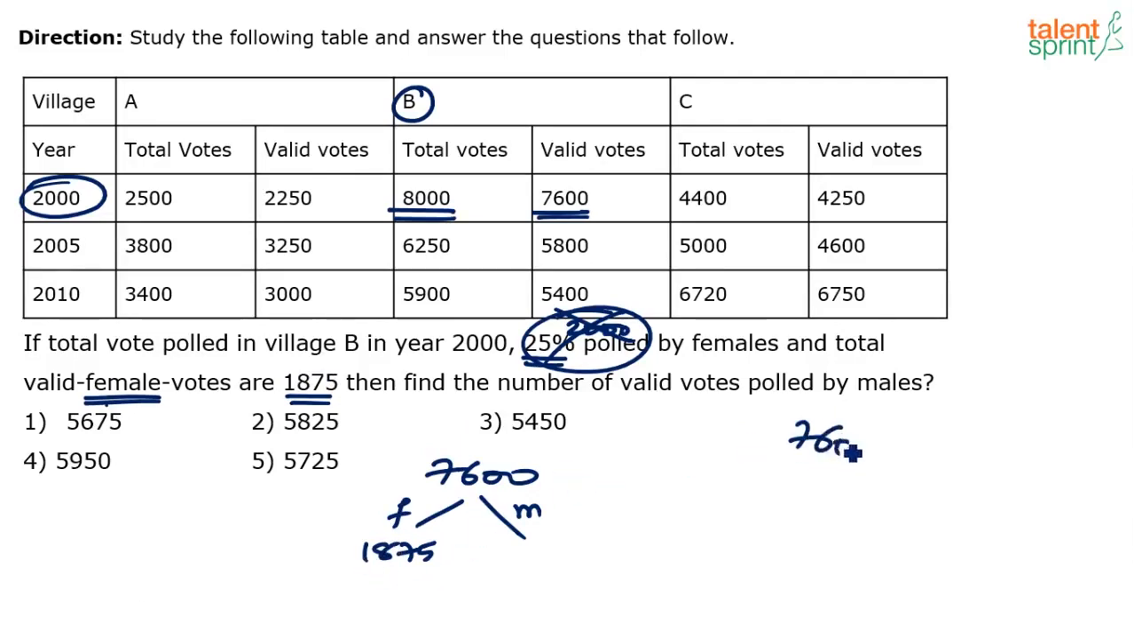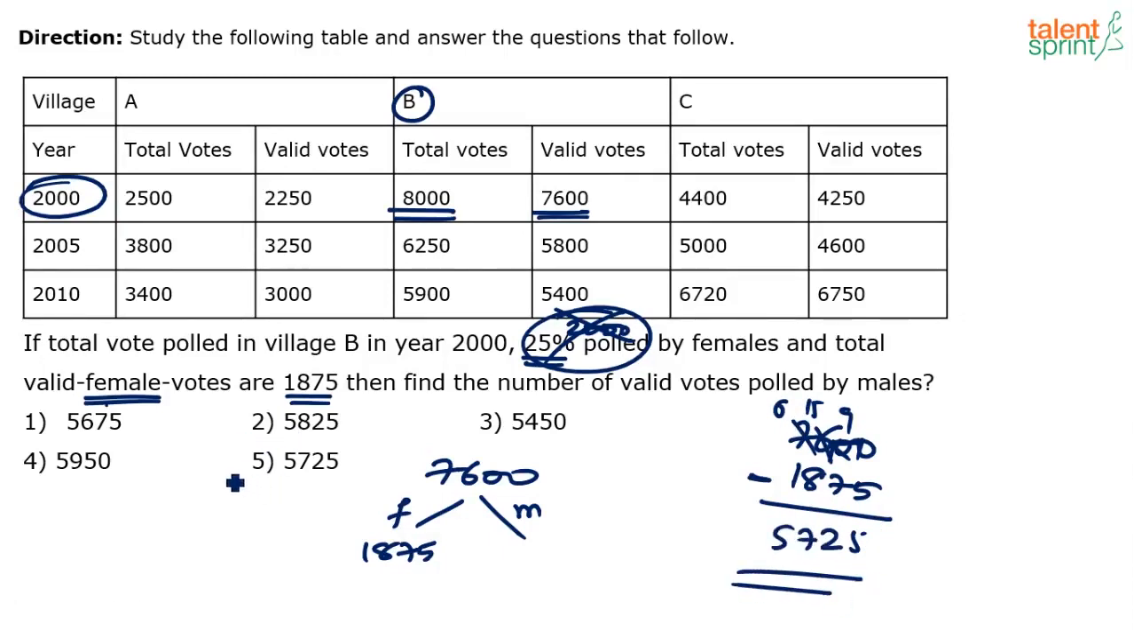Would you do this in the exam? 7,600 minus 1875. If this is how you are going to calculate, then you are not fit for the exam. 10, 9, 10, 10 minus 5, 5, 9 minus 7 is 2, 5 minus 8 is not possible. So this is 6, 15 minus 8 is 7, and 6 minus 1 is 5. 5725. Right. Absolutely right. 5725 is the number of valid votes from males.